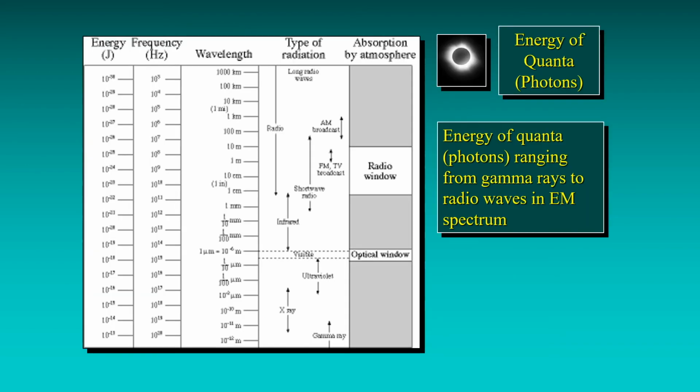On this particular diagram, we see the energy of quanta or photons that range again from gamma rays to radio waves in the electromagnetic spectrum. Again, it just shows that the visible portion of the electromagnetic spectrum is quite small compared to the rest of the EM spectrum. Over on the left-hand side, we have different units here. We have energy in units of joules. We have frequency in units of hertz, and we have wavelengths here in different units of length.